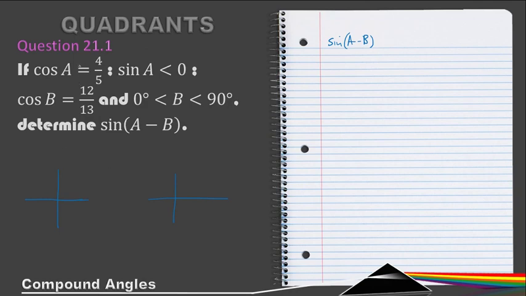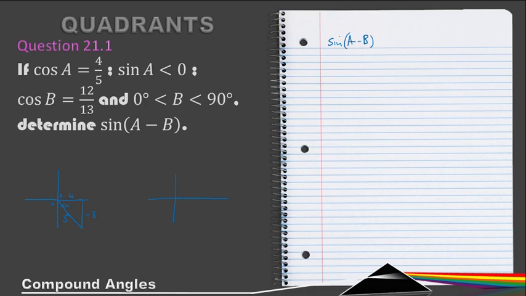So for cos A to be positive, cos is positive in these two quadrants, and where is sine negative? Sine is negative in these two quadrants, therefore my triangle will be drawn in the fourth quadrant. Now cos is adjacent over hypotenuse, so adjacent is 4 over hypotenuse is 5, and we can use Pythagoras to determine this side, and we've done it in the previous example and we saw that it's negative 3.